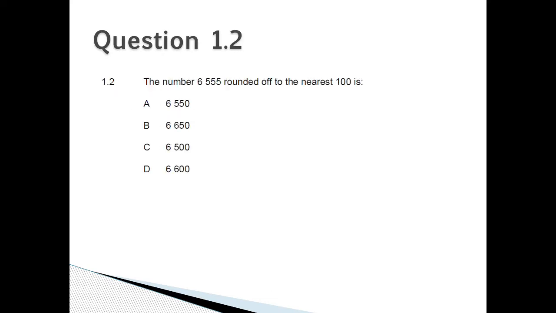The number 6,555 rounded off to the nearest 100 is A, 6,550, B, 6,650, C, 6,500, D, 6,600.